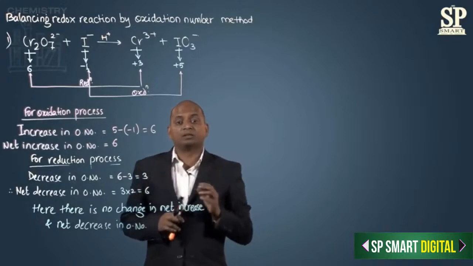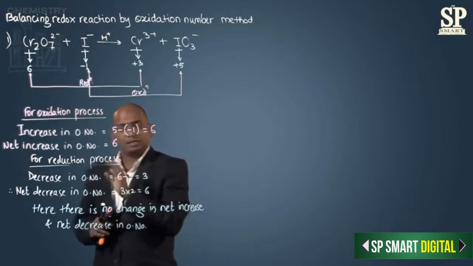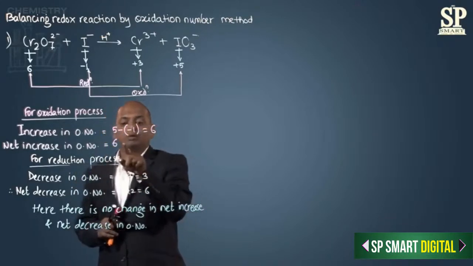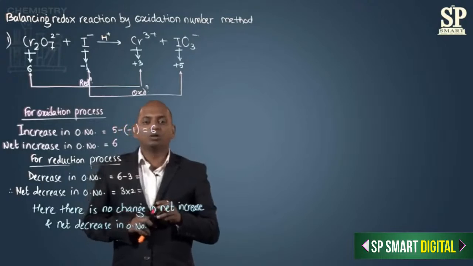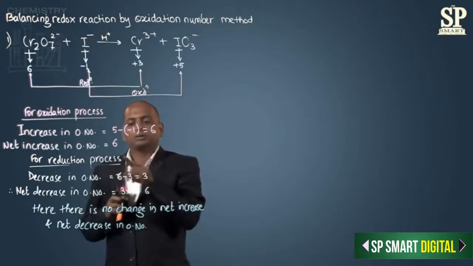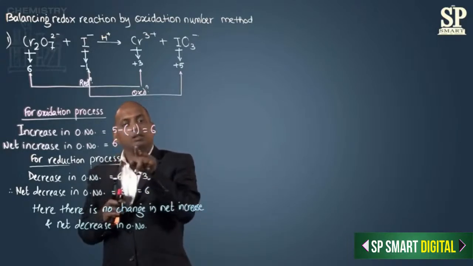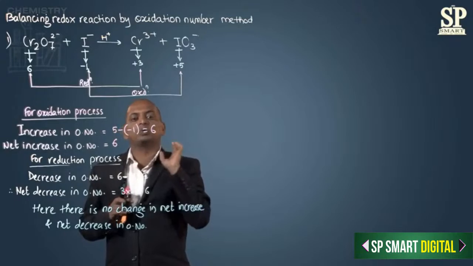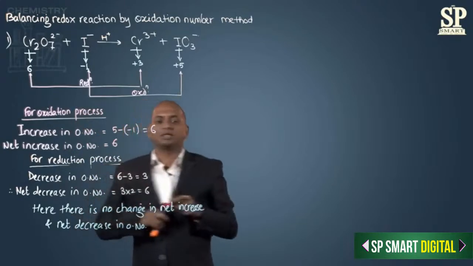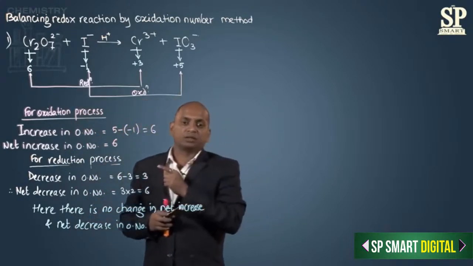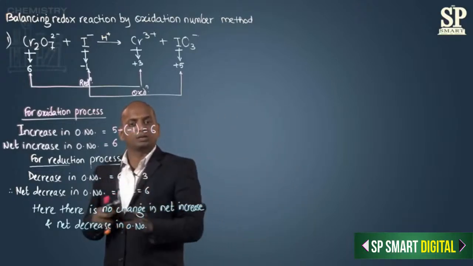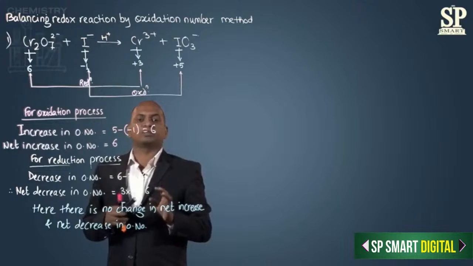If there will be a change, then what? Let us consider if this is number 3 and this is number 6, then we have to equalize this. How? By multiplying with a proper integer. Suppose instead of this 6 we have a 3, then multiply this by 2. That means those species which are involved in the oxidation process will get a coefficient 2. Here no change, so no coefficient. So the coefficient here is 1.